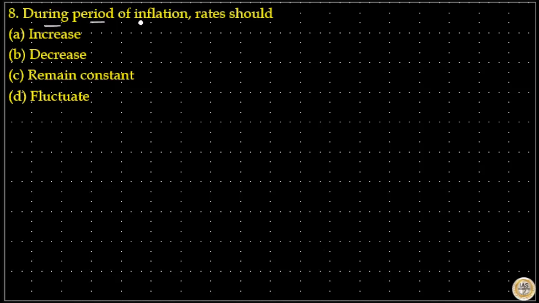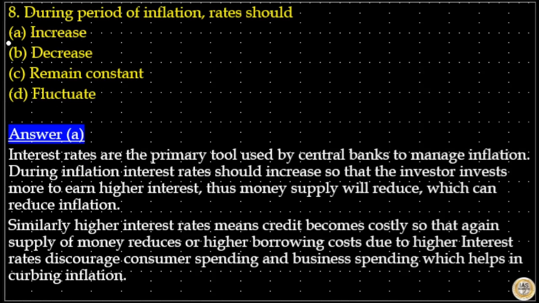During period of inflation, rates should, options are increase, decrease, remains constant or fluctuate. The answer to this question is option A, increase. Interest rates are the primary tool used by central banks to manage inflation. During inflation, interest rates should increase so that investors invest more to earn higher interest. Thus, money supply will reduce, which can reduce inflation.